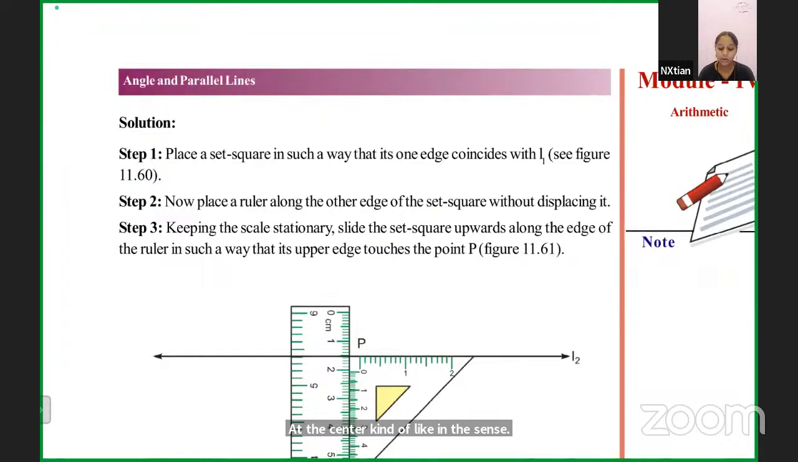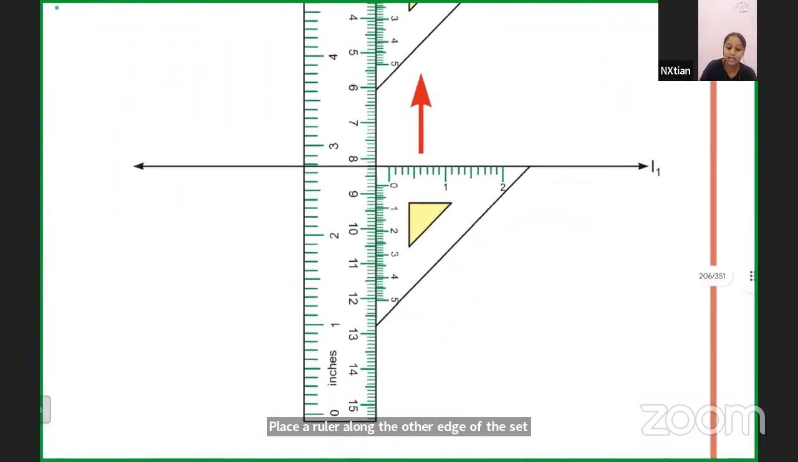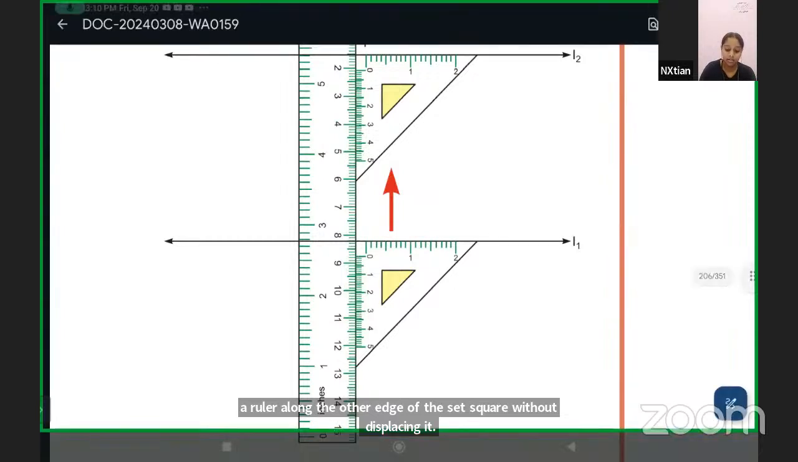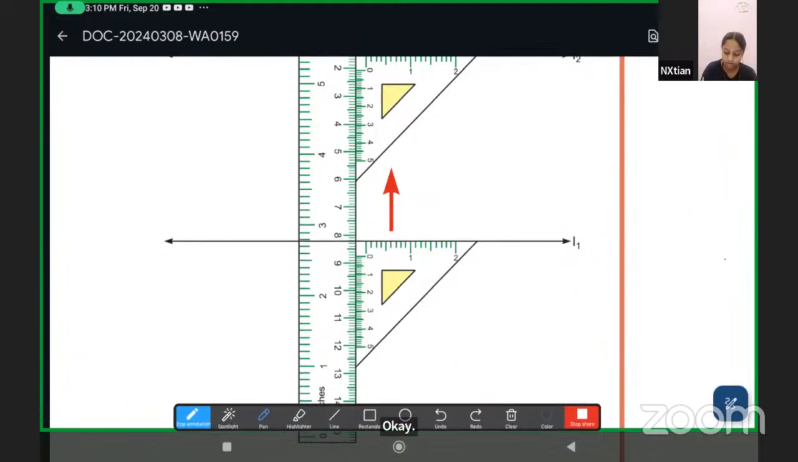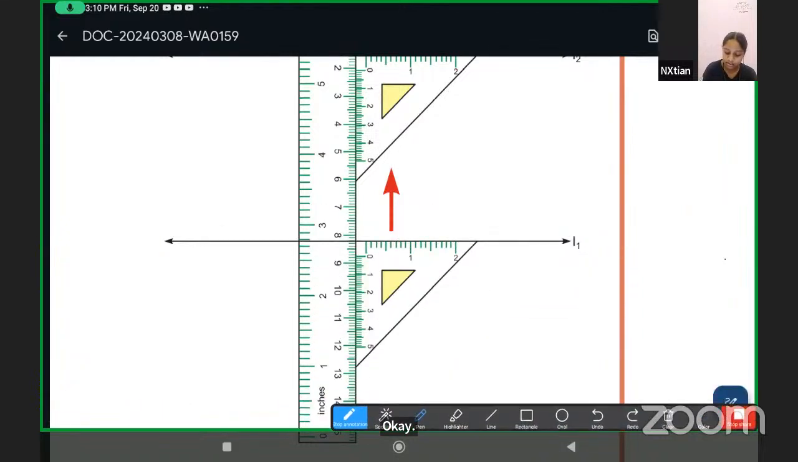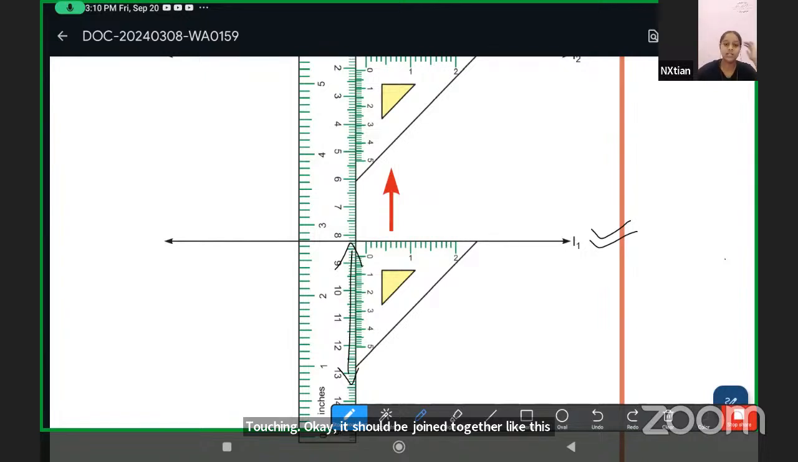Then place a ruler along the other edge of the set square without displacing it. Now don't move the set square and place a ruler like this. See, this is your line L1 that you have made. This is your set square that you have placed. Now this edge of the set square and this edge of the scale should be touching. It should be placed joined together like this, and place your scale like this.